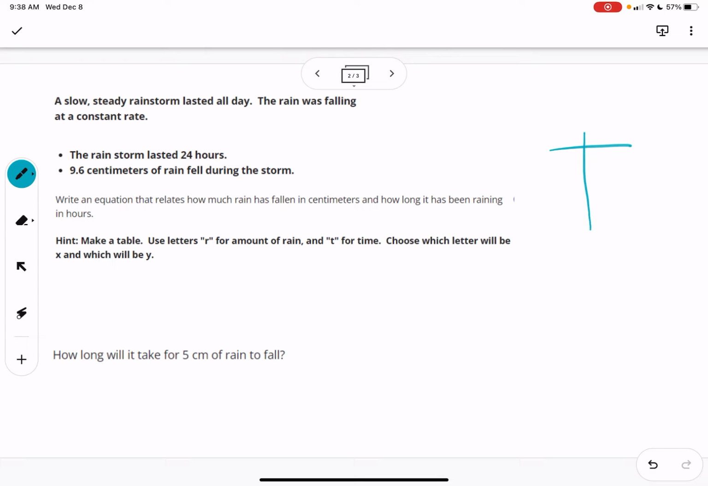Okay, we need to first decide, am I going to let X be the amount of rain or am I going to let Y be the amount of rain? So remember, in our table, it's always X, Y. X goes first and then Y. So let's say for this first one, I'll let R be Y. So the amount of rain will be Y, and T for time, I'll let be X. Okay, so the amount of rain that fell was 9.6 centimeters. So that's our R for rain, right? Amount of rain. And T stands for time, and we know it was 24 hours.